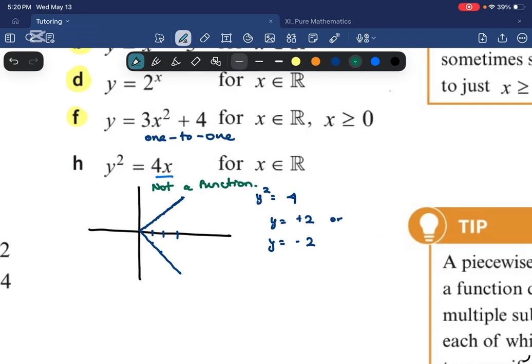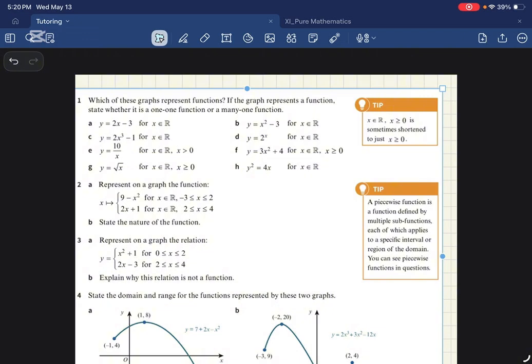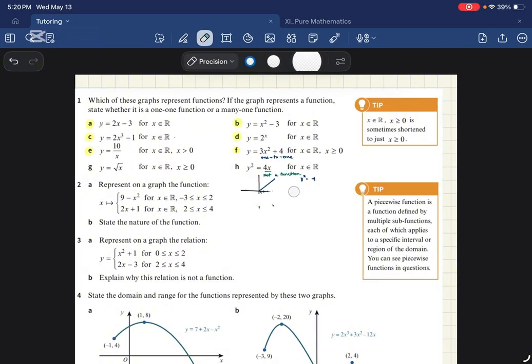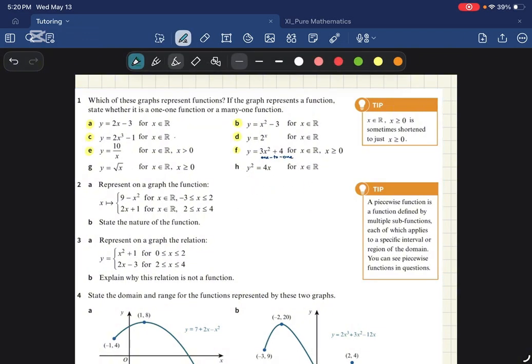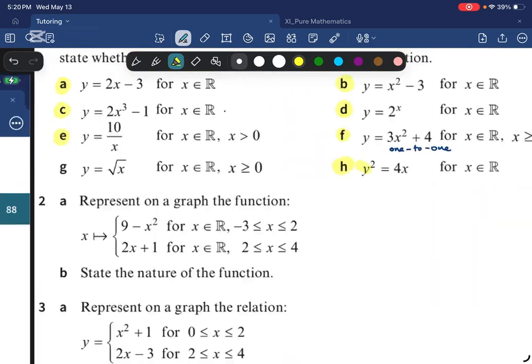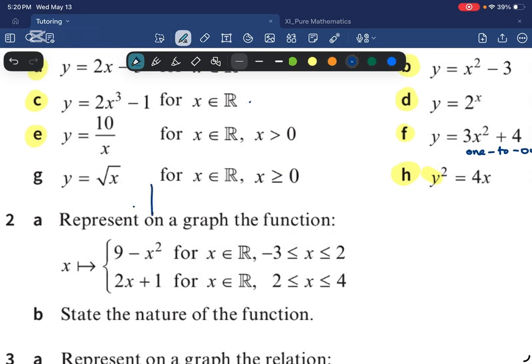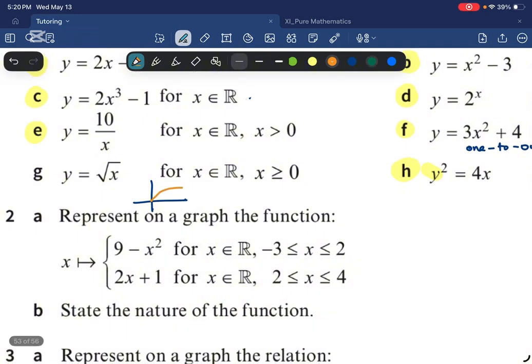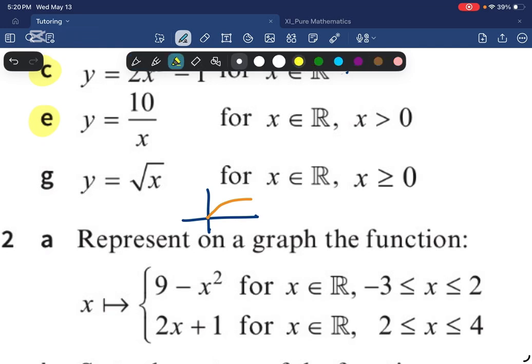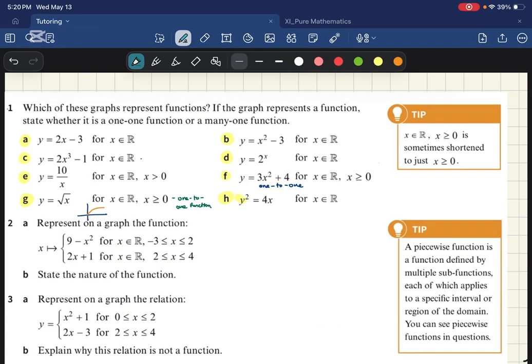All right. Okay, h is not a function. All right. And square root of x for x greater than or equal to 0, we have discussed what the curve looks like. This is going to be a one-to-one function. So it looks something like this, passes the vertical line test, so it's a function, and it also will pass the horizontal line test. So g is a one-to-one function. All right, so we are done with question 1.